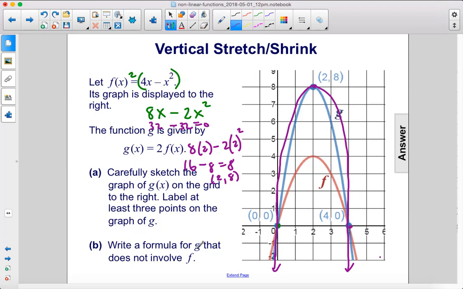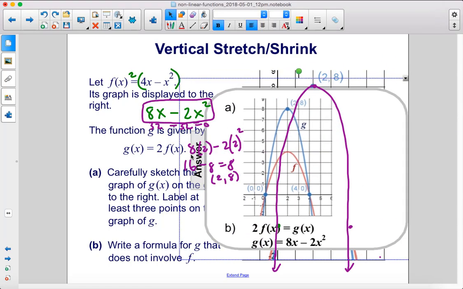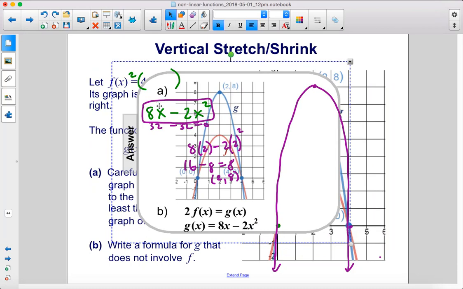So what's a formula for g that does not involve f? Right here. We have 8x minus 2x squared.